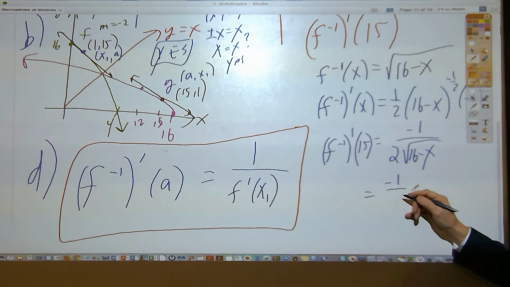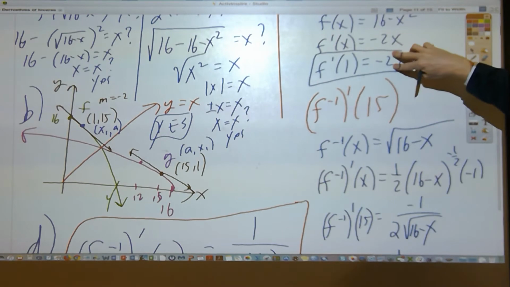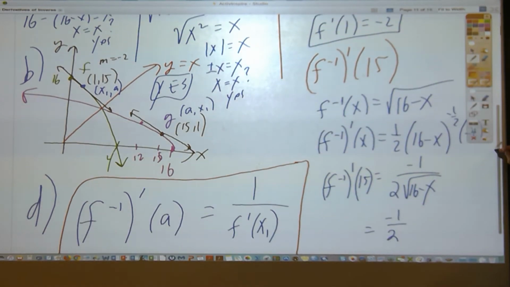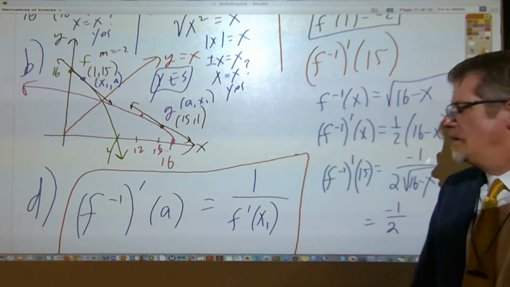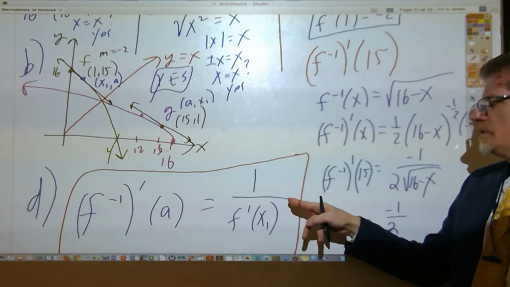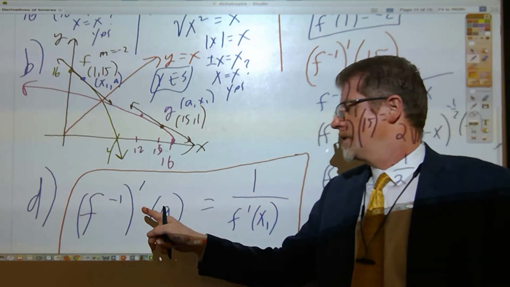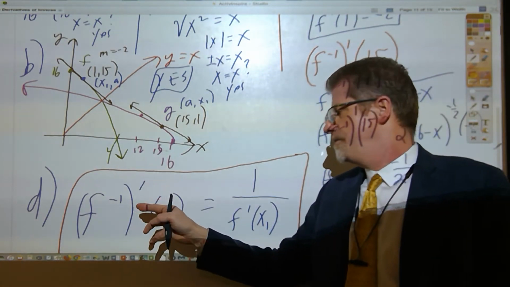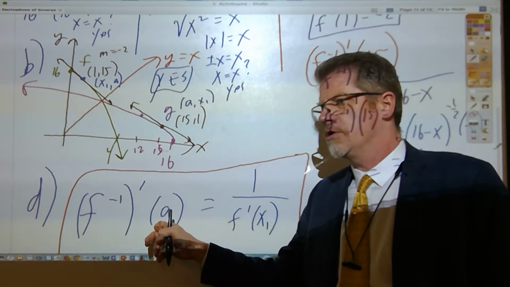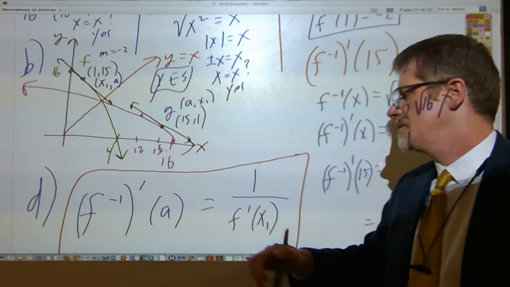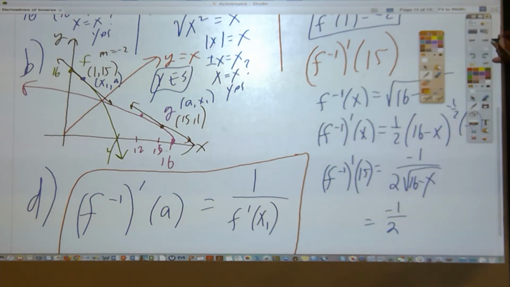16 minus 15 is 1. What's the square root of 1? It's 1. It's true. It's -2 and -1/2. So really, today's lesson is that if you want to get the answer the fast way, just take the reciprocal of the derivative at x1. That's how you get the derivative of the inverse at y1, or at A on the inverse function. So let's do a sample problem.